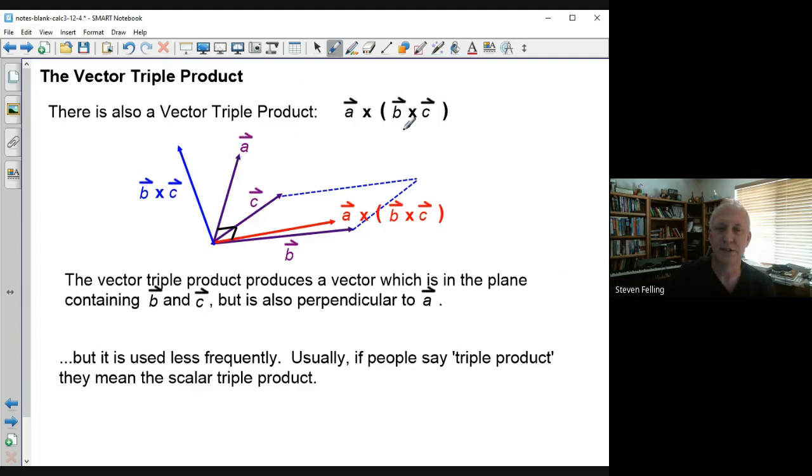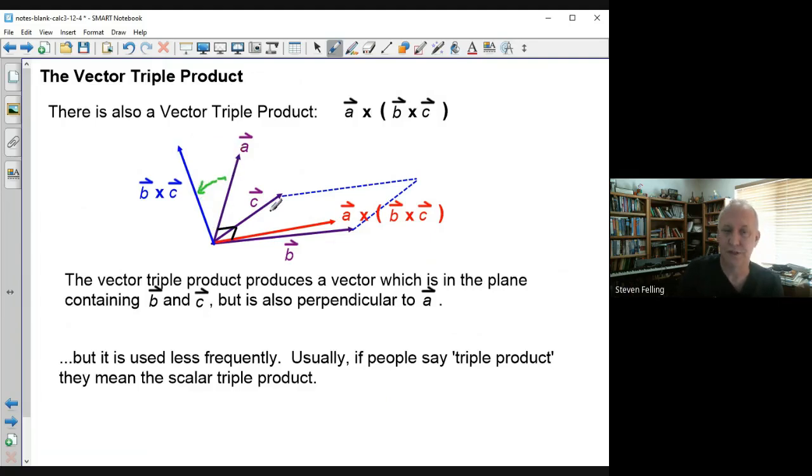And basically it's this. If you take B cross C, then you will get a vector that is perpendicular to those two vectors, right? This B cross C vector, the cross product produces this. And then if you take A cross that vector, you'll get a vector that is this red vector that's perpendicular to both of those two vectors, right? So this red vector is perpendicular to the plane containing these two vectors, okay?